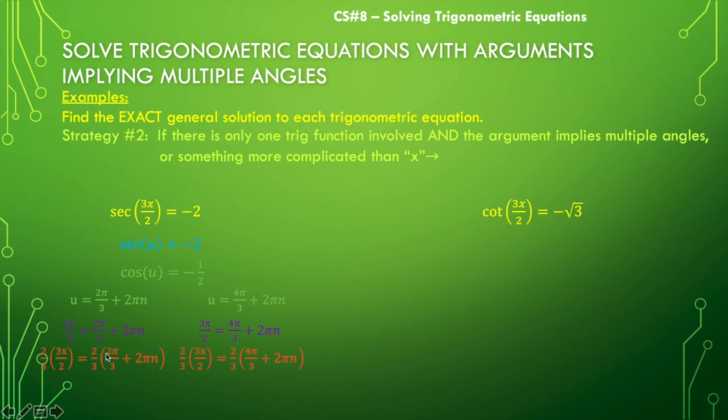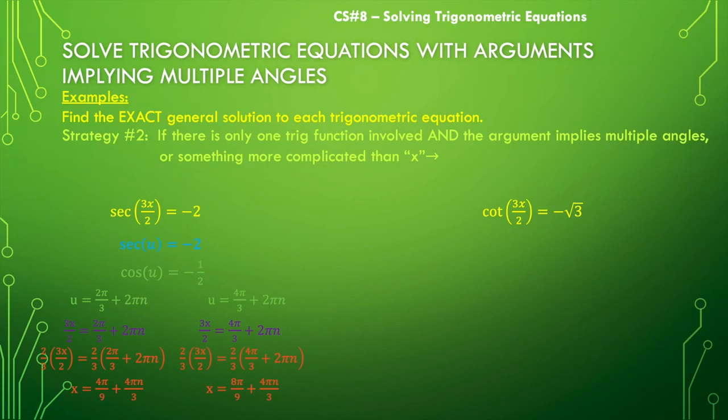And I'd end up with 4 pi over 9 plus 4 pi n over 3. And then on this right-hand equation, I would end up with 8 pi over 9 plus 4 pi n over 3. And those would be my two general solutions to this equation.